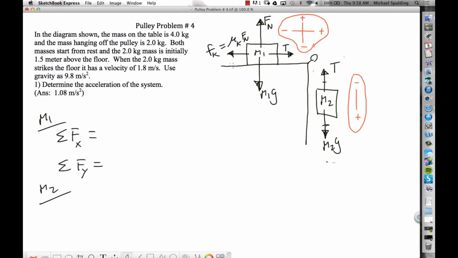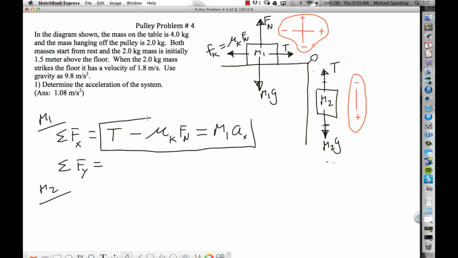Looking at M1, what are the forces in the X direction? In the X direction, we got tension to the right minus friction to the left. So I'm going to put in mu times normal force, because that's the equation for friction. Any other forces in the X direction? Nope. So this is equal to M1 acceleration in the X, M1A. Sum of the forces always equals MA.